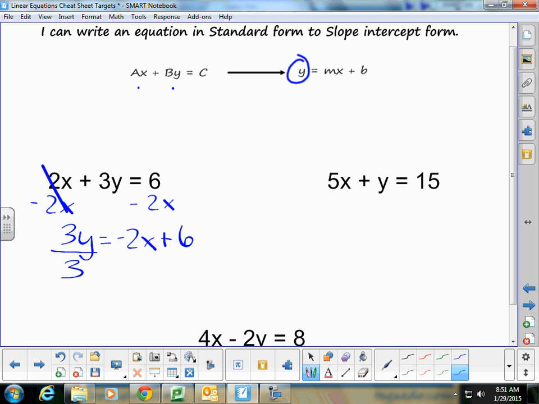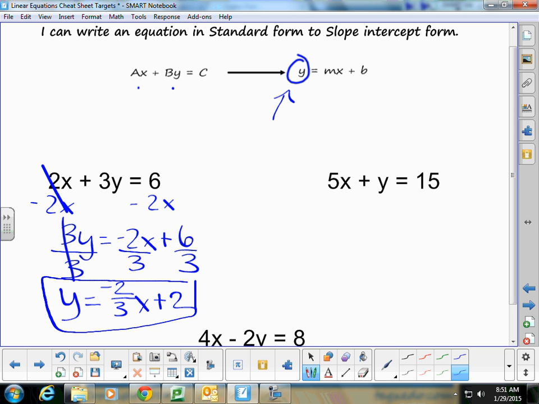A lot of you would have stopped there, but you can't. So I divide by 3 here. I divide everything by 3. So I have y equals negative over positive is a negative 2/3 x. 6 over 3 is 2. Same line, different form.